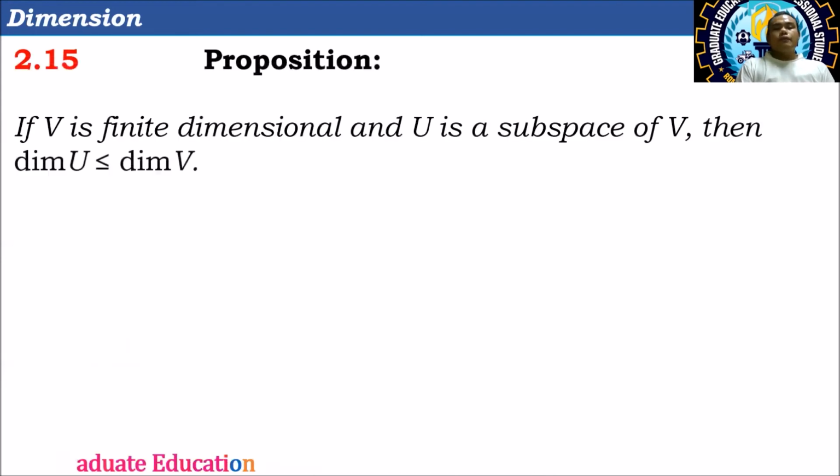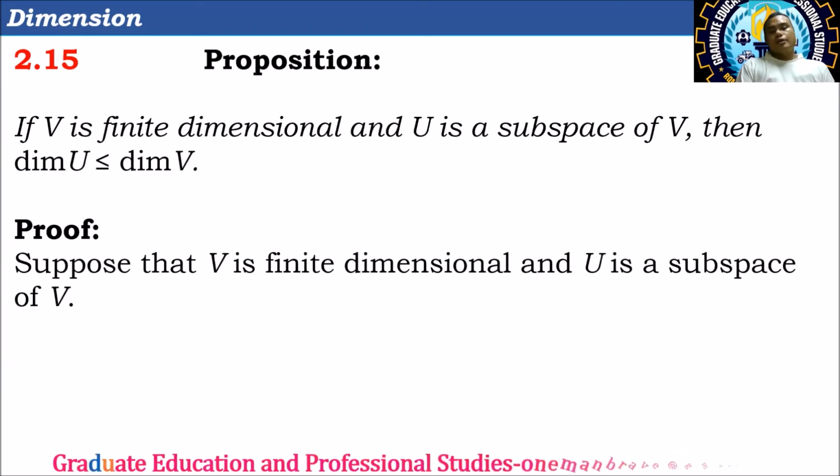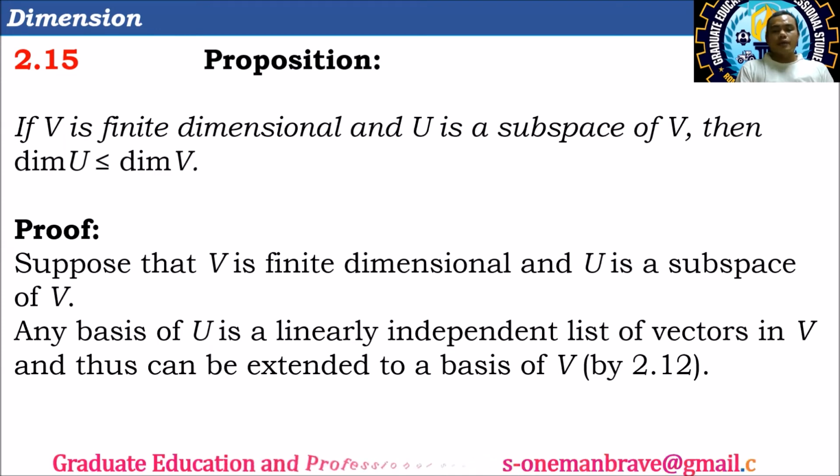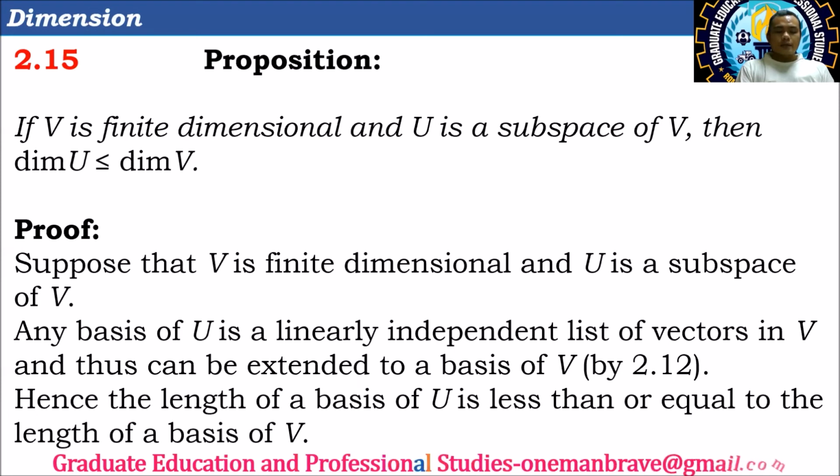Also, if V is finite dimensional and U is a subspace of V, then the dimension of U is less than or equal to the dimension of V. To prove that, suppose that V is finite dimensional and U is a subspace of V. Any basis of U is a linearly independent list of vectors in V, and thus can be extended to a basis of V, as in our idea in 2.12. Hence, the length of the basis of U is less than or equal to the length of the basis of V.